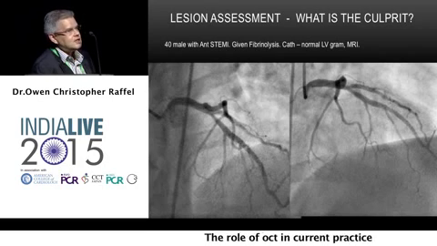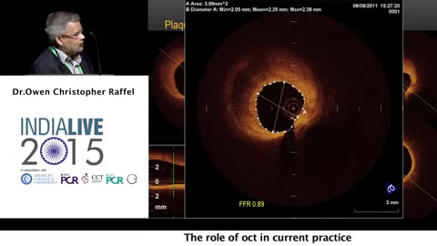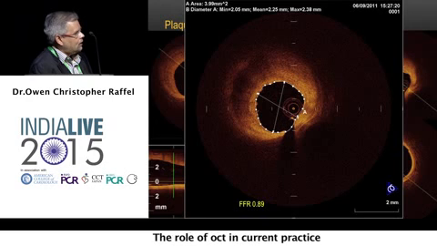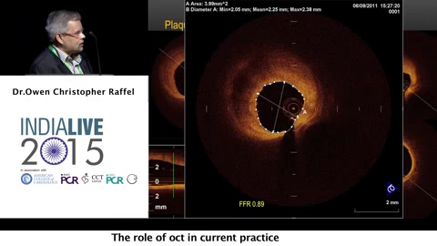So we did an OCT on him, and again a very similar scenario. That's the left main, and you can see the left main really well, circumflex, that's that large first diagonal. And there's the plaque in the first diagonal, which again you can see a bit of thrombus and shadowing from the thrombus, and a fibroatheroma.